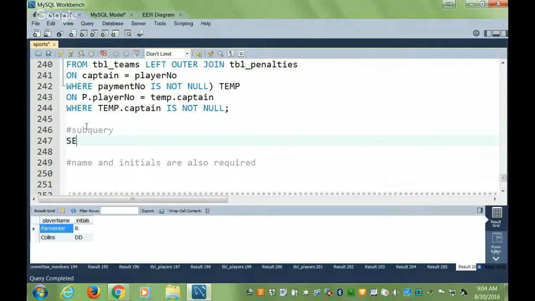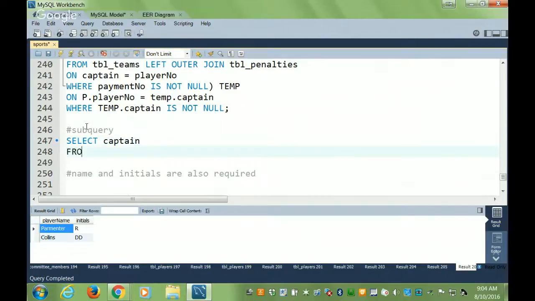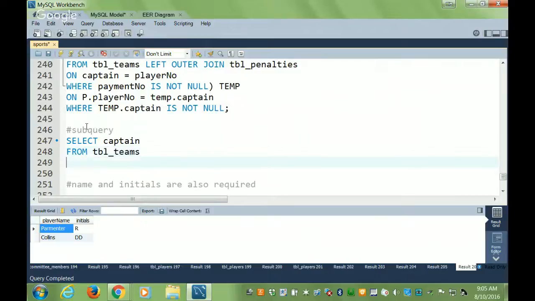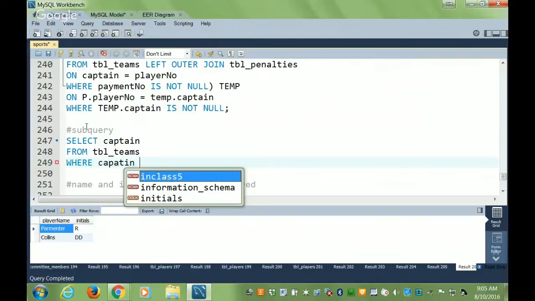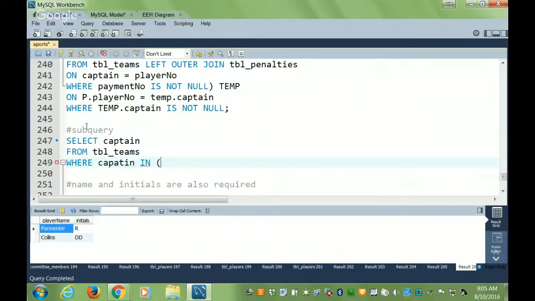Okay, so the captain is coming from the T table, which is basically TBL teams, right? And this guy must be present, or this girl must be present in the... in. Be very careful. Where do you need an in? Where do you need an equal to? When you need an in, you are comparing with the set. When you say equal to, you are comparing with the value.